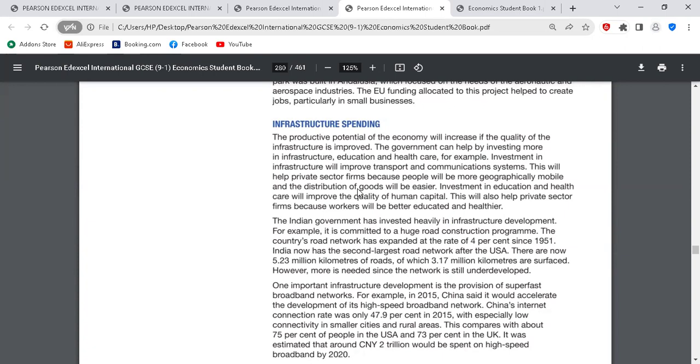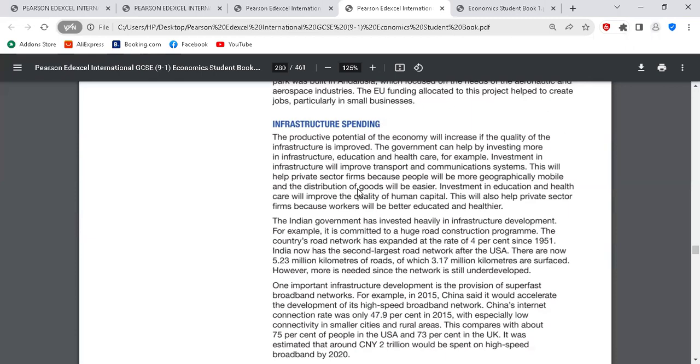So the infrastructure is about electricity, good roads, communication, healthcare, and education. If these things are accessible, it means businesses will not find difficulty moving goods around. People will not find difficulty moving from one region to another. They will be geographically mobile. So in some areas, there's no electricity, there's no good communication system. This discourages people from going into that area. This discourages firms from setting up in that area. So if these things are accessible, then the productive potential of the economy would increase. That's the point they are making here.